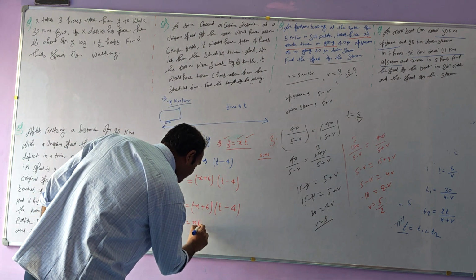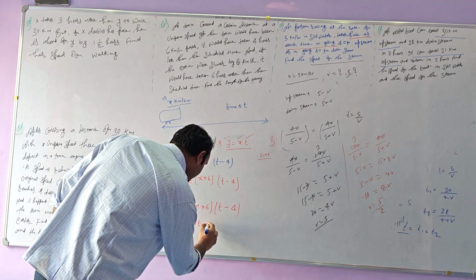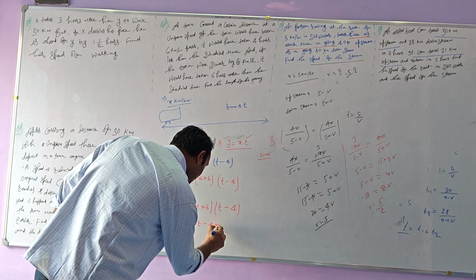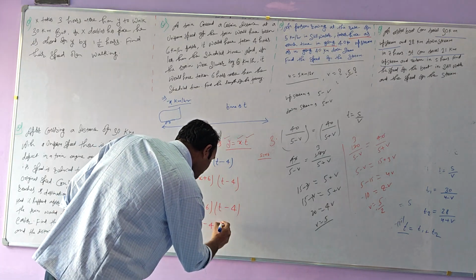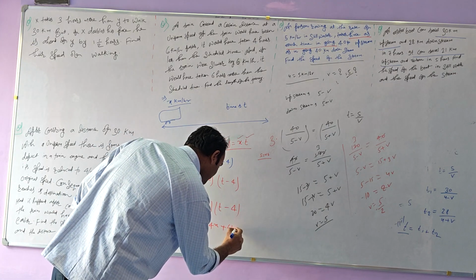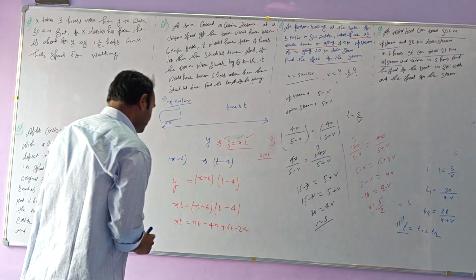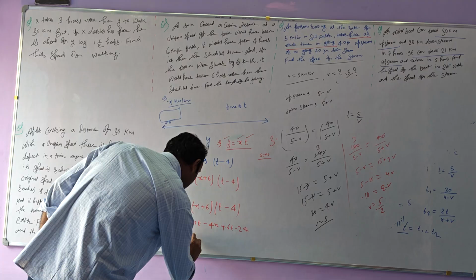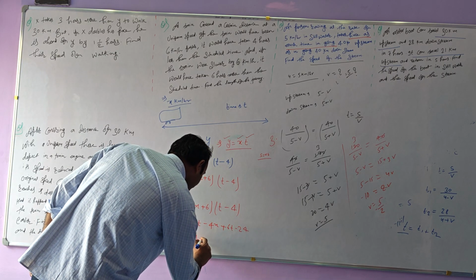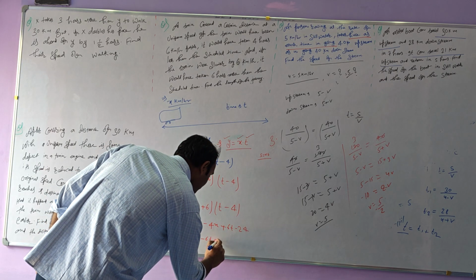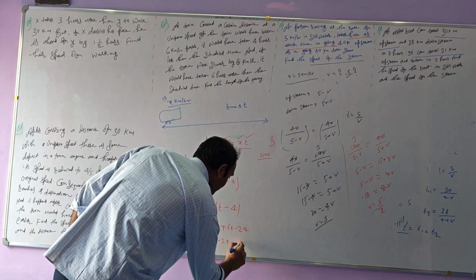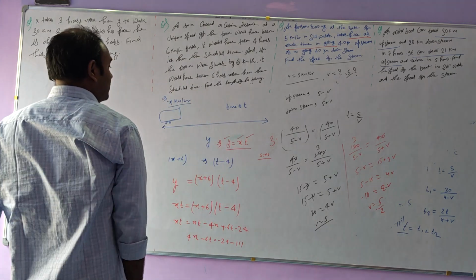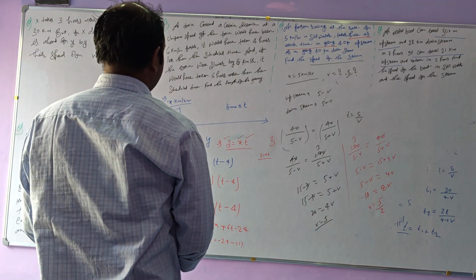The equation becomes xt equals xt minus 4x plus 6t minus 24. So 4x minus 6t is equal to minus 24, and this is our first equation.